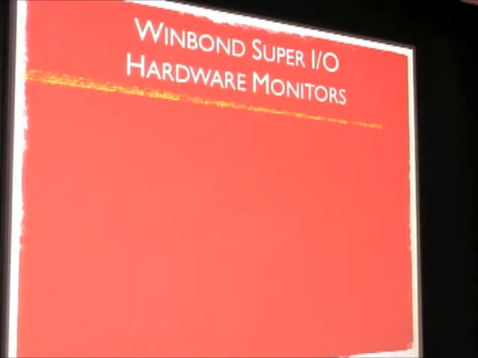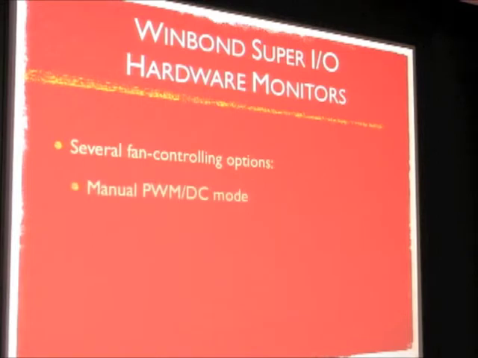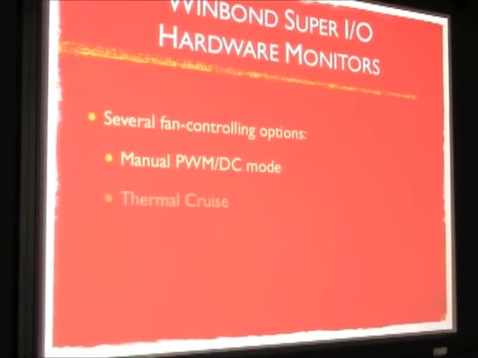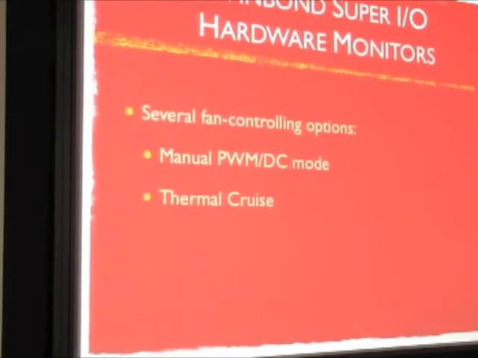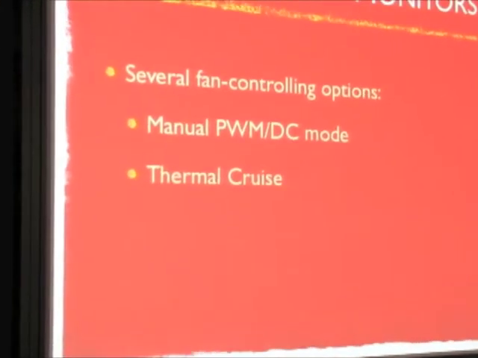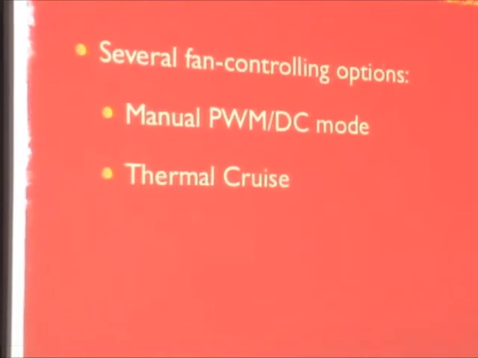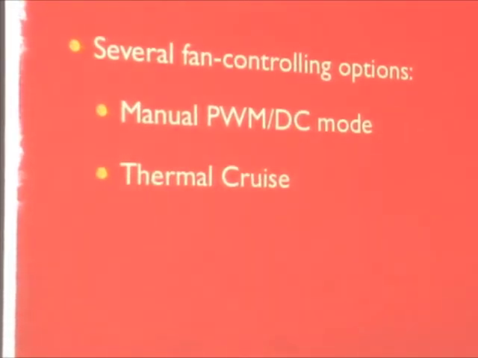So next, let's try to see what kind of fan control options are available in Winbond Super I/O hardware monitors. So they offer several fan controlling options. One of them is a manual pulse width modulation, or DC fan control mode, where you just set the duty cycle of the fan, for example, 50%, and around 50% of the voltage is supplied to the fan so that it doesn't run as fast.